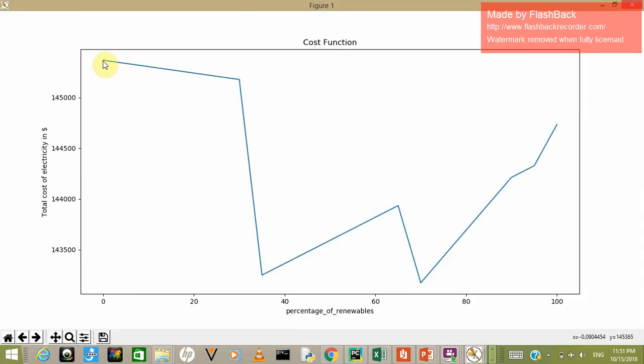This was our initial state where 100% of electricity was from coal, and as we go here, this is 100% of electricity from renewables. But as you can see here, these are the minimas, and this is the global minima, where if you take around 70% from renewables, your cost is minimum, and the difference between this value and this value is the total cost you can save.